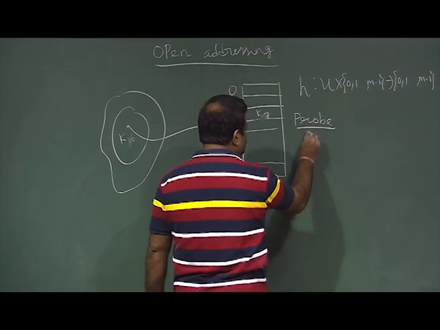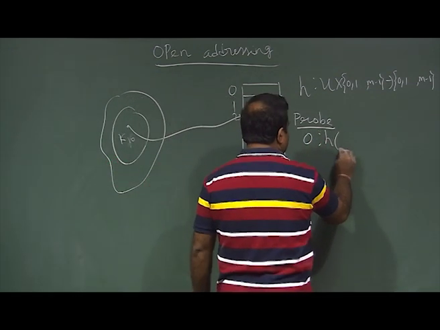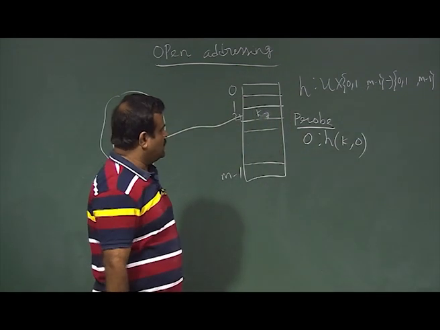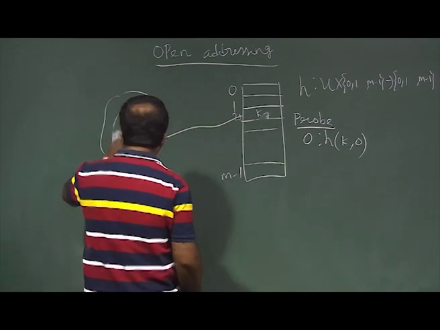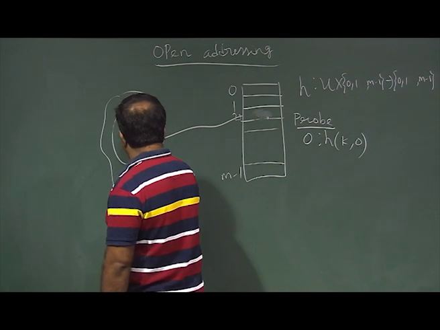So, we first do the 0th probe. We apply the 0th hash function. Okay. And suppose it is hitting some occupied slot over here. So, this is a K.